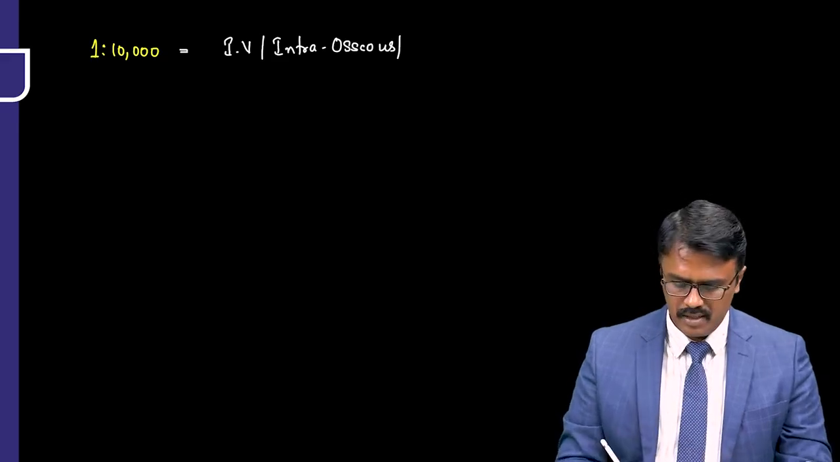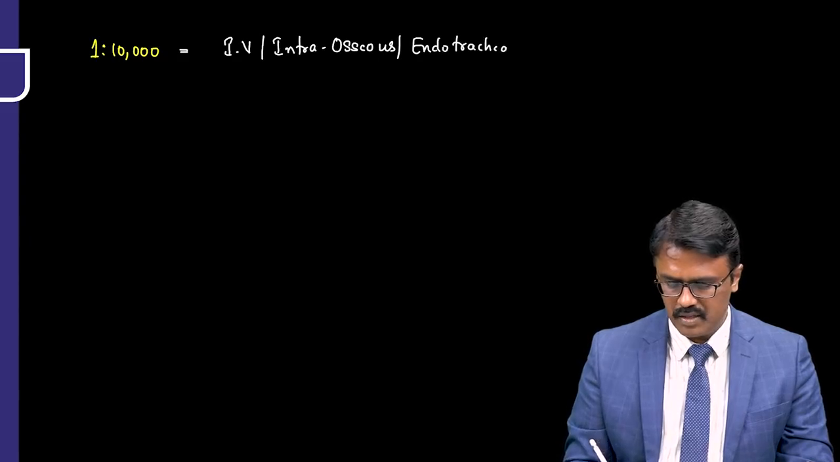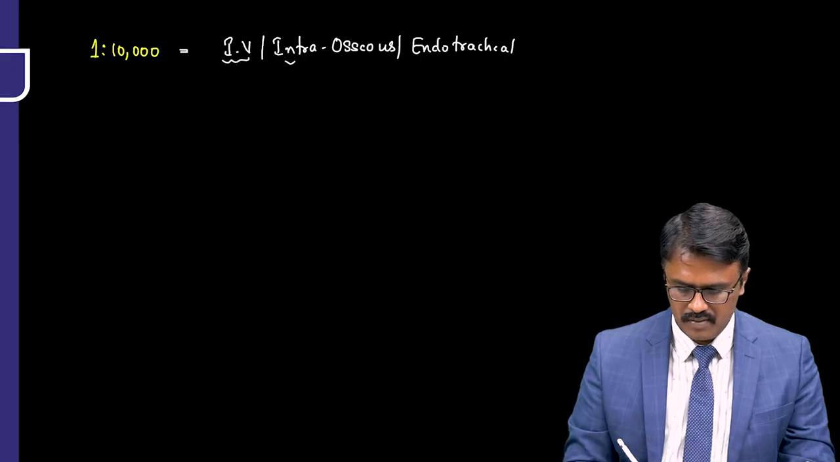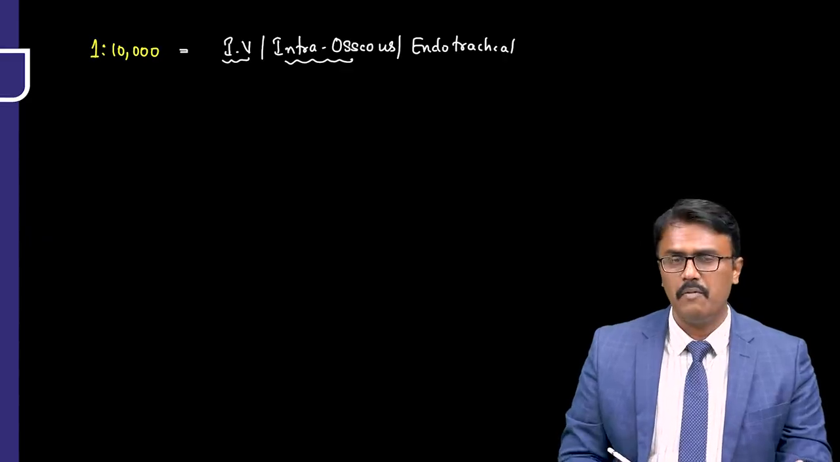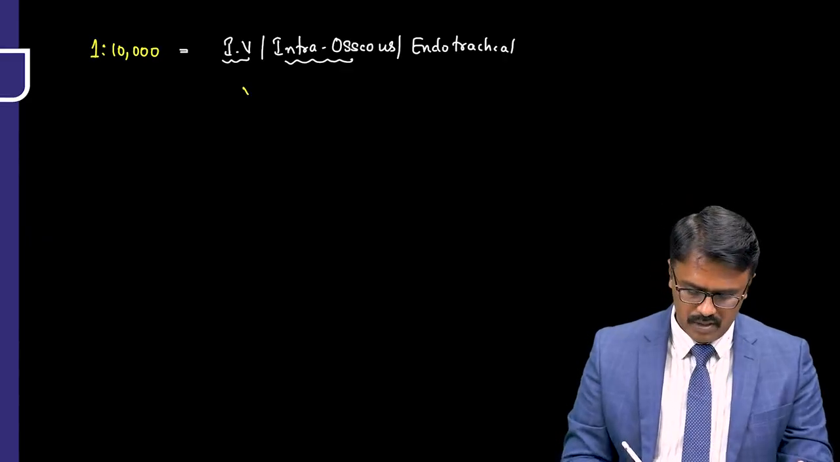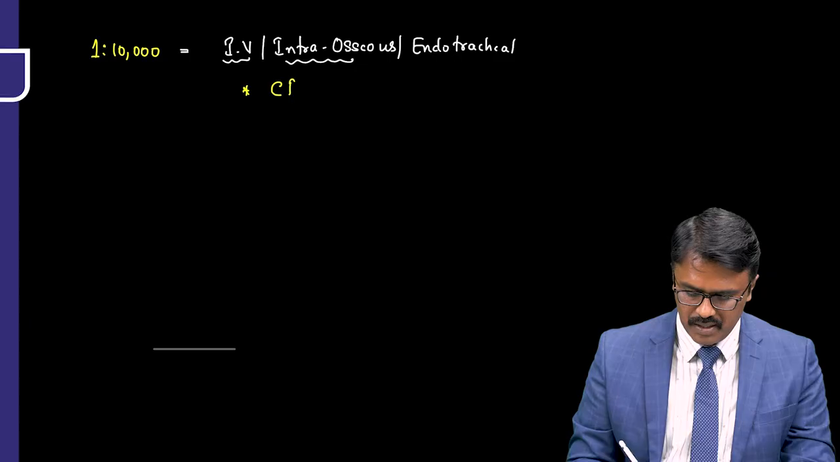Right? If you are not getting that, another possible route is endotracheal. So first is IV, then intraosseous. These are emergency routes. Now the question number 1, where do you want to use it? We want to use it during CPR.